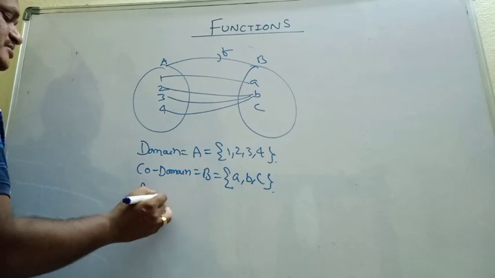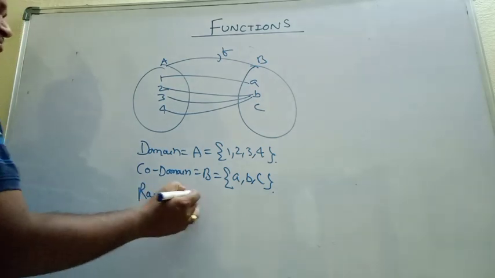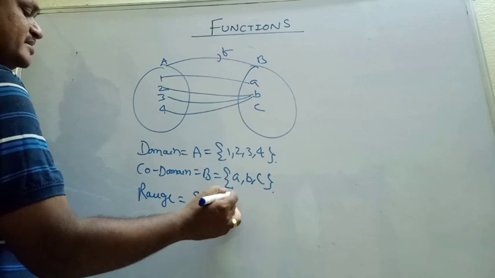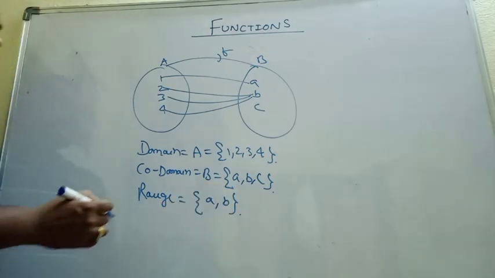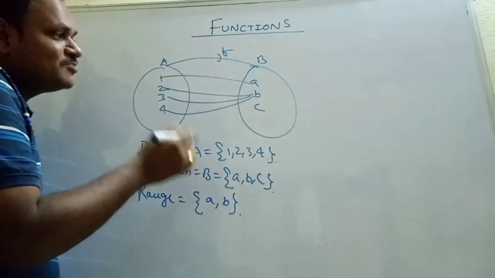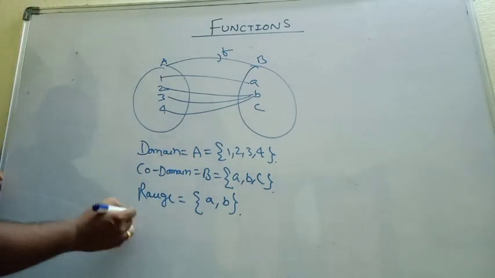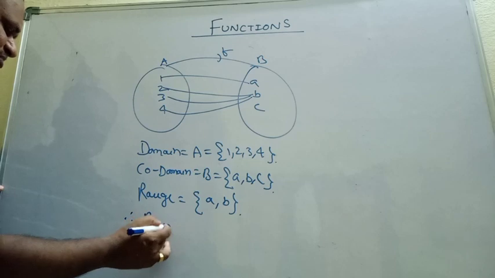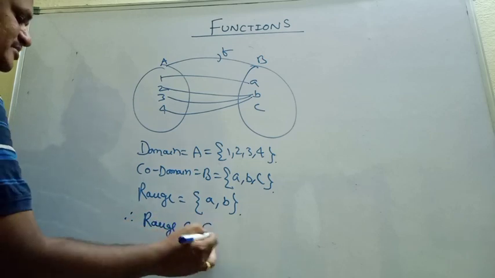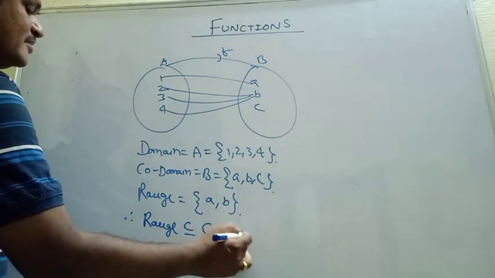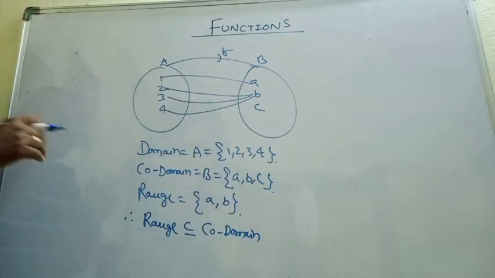And the range here is A comma B. The elements which get corresponded, that is what you call the range. Here we have domain, codomain and range. And one thing you can observe: range is always a subset of codomain, because the function is going to map only within the codomain elements. Range is a subset of codomain, right, my dear students?